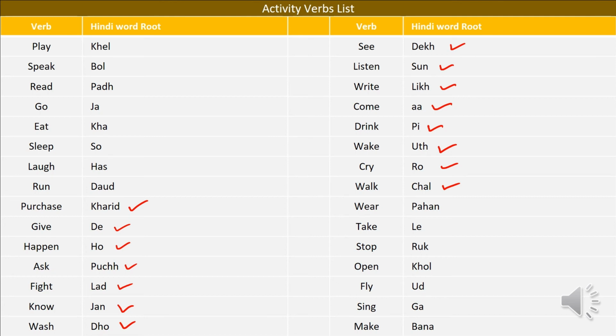Wear is पहन. Take is ले. Stop is रुक. Open is खोल. Fly is उड़. Sing is गा. Make is बना.